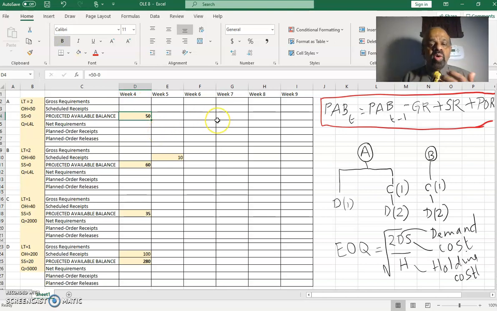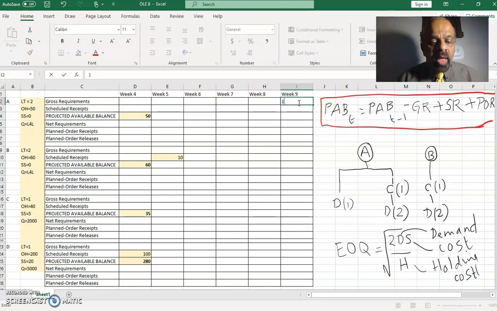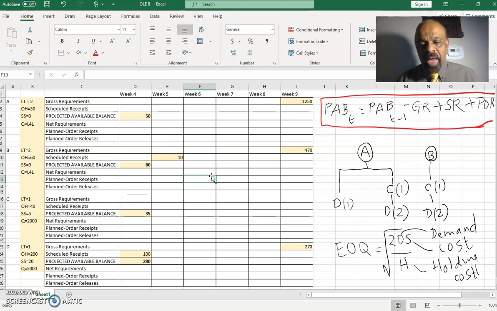Now let's look at the gross requirements. From the book, from what we did before, we can see that in week 9 you need to have 1,250 A's, 470 B's, and also 270 D's. So this is also given to you. Now we need to calculate everything.